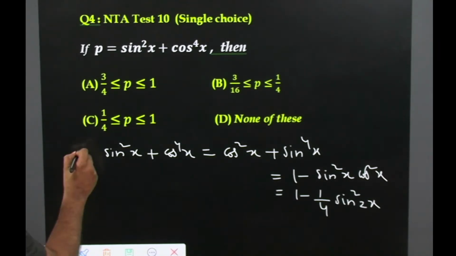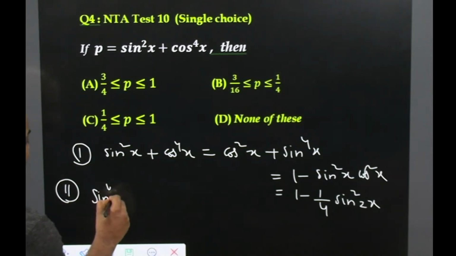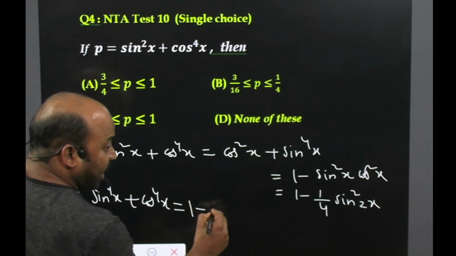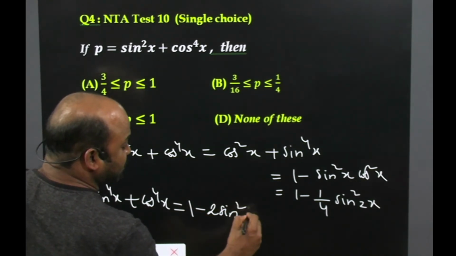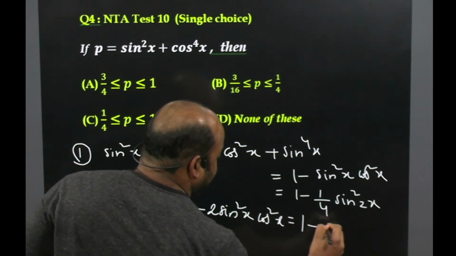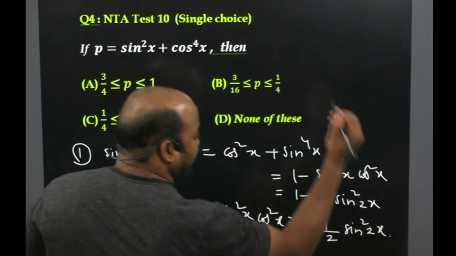The next point everyone has to remember and recollect is sin power 4x plus cos power 4x is 1 minus 2 sin square x cos square x, which can also be written as 1 minus 1 by 2 sin square 2x. Clear?